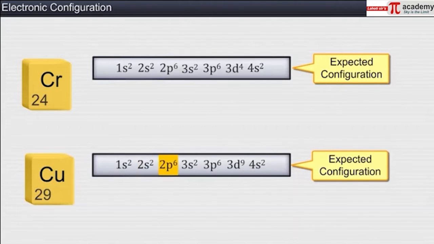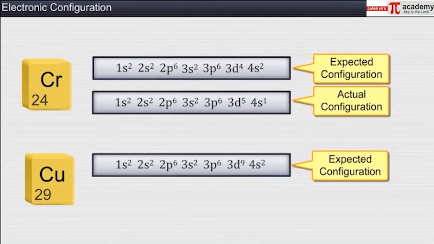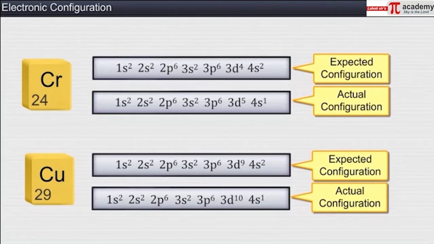2s2, 2p6, 3s2, 3p6, 3d9, 4s2. But actually their configurations are 1s2, 2s2, 2p6, 3s2, 3p6, 3d5, 4s1 and 1s2, 2s2, 2p6, 3s2, 3p6, 3d10, 4s1 respectively.